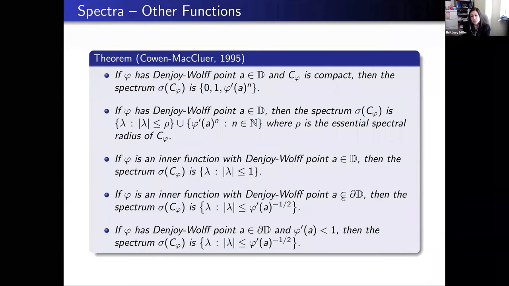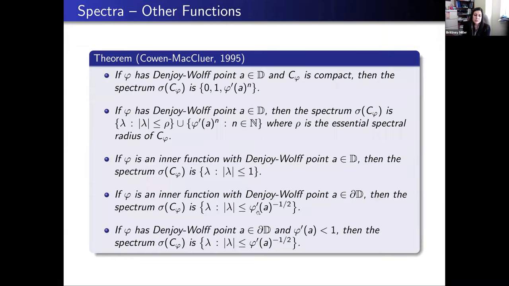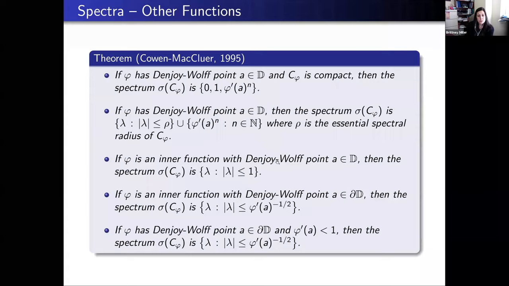But if phi is inner and the Denjoy-Wolff point is on the circle, then the spectrum is the disk of radius phi prime of A to the minus 1/2. And that's the same spectrum if instead of an inner function, we just have phi being an analytic self-map of the disk, again with a Denjoy-Wolff point on the circle and phi prime of A being less than 1. So these aren't all the results, but I think these are some of the nicest ones where we can write these down very quickly.